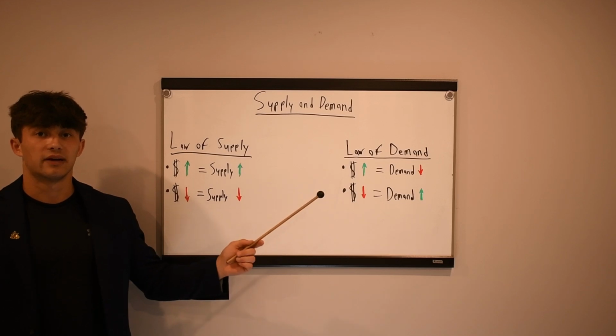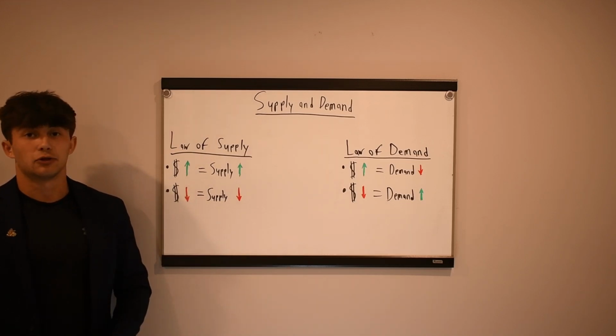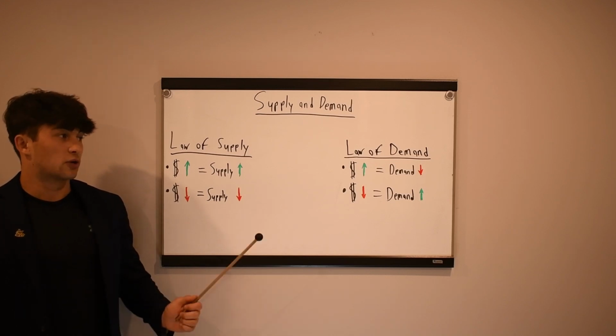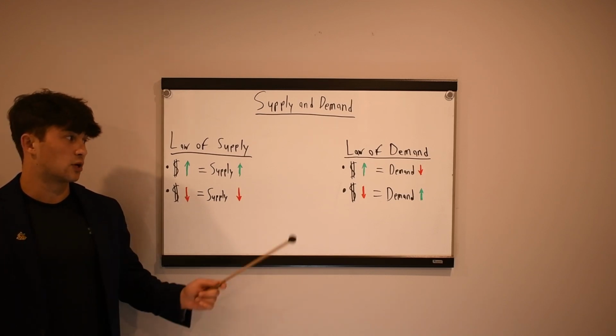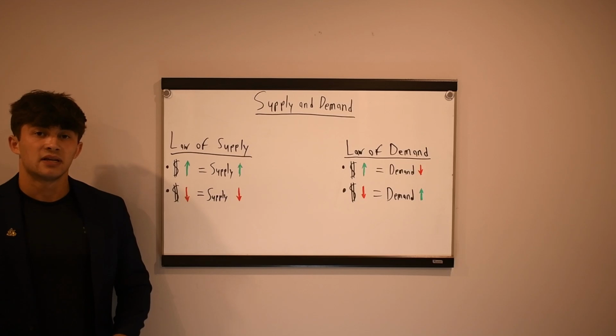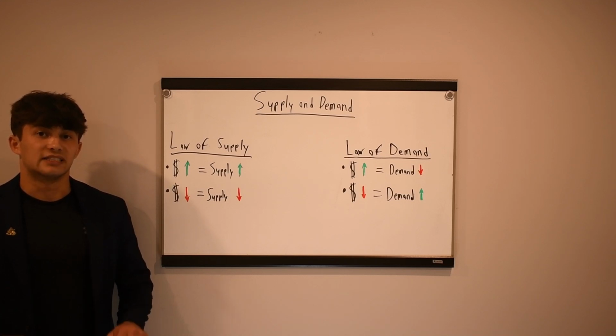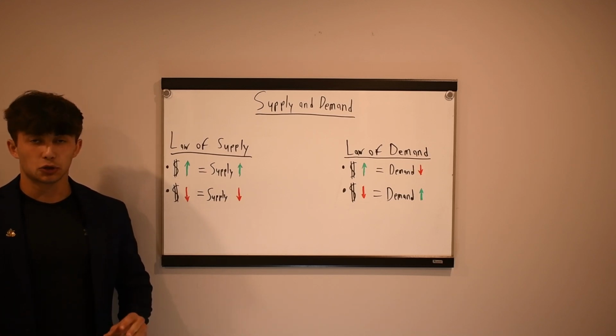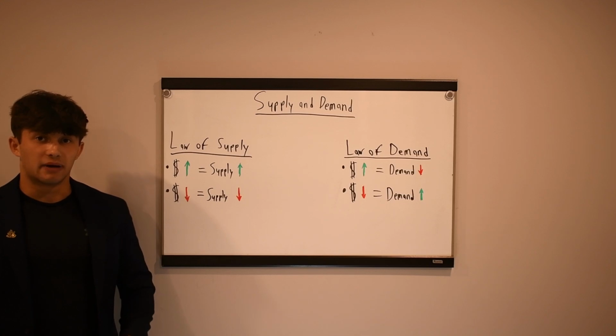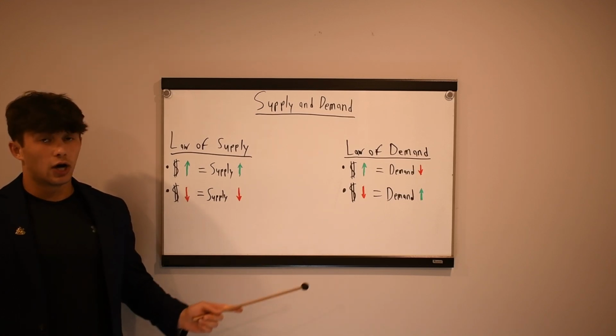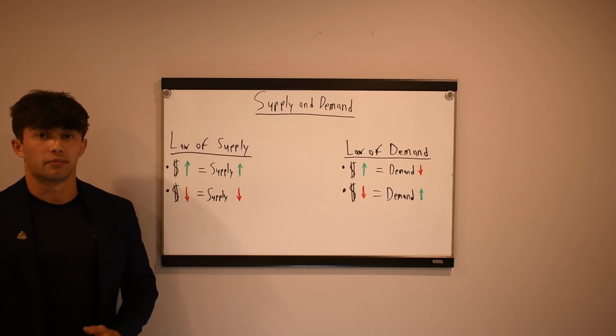On the other hand, we have the law of demand, and this states that there's an inverse relationship between price and demand. So as the prices go up, demand will go down, and as the prices go down, demand will go up. And the reason for this is because buyers have a maximum threshold at which they'll be willing to buy the asset. So if the price is high and above that threshold, then there will be less people willing to buy. And if the price is low and below that threshold, then there'll be a lot more people willing to buy.